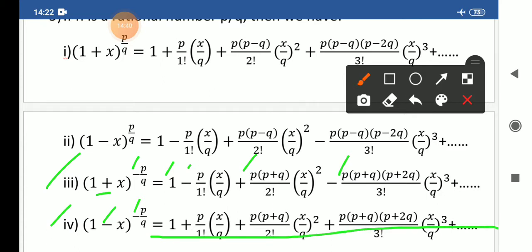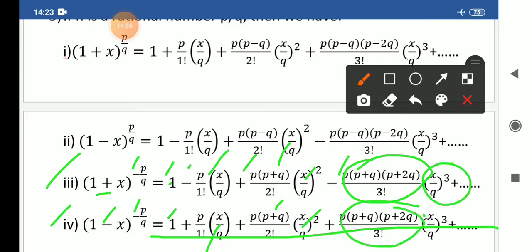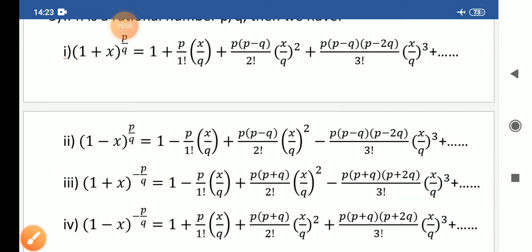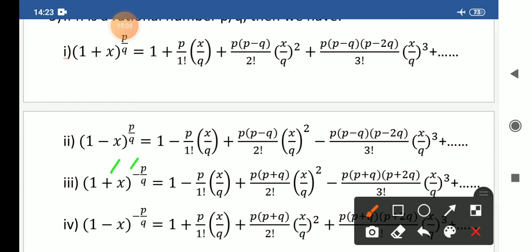The remaining terms are equal: 1, then p by 1 factorial into x by q, p into p plus q by 2 factorial into x by q whole square, p into p plus q into p plus 2q by 3 factorial into x by q whole cube. The terms are equal. To remember the signs, it is simple. Plus into minus is minus, so put plus, minus, plus, minus. Minus into minus is plus. So all are plus.